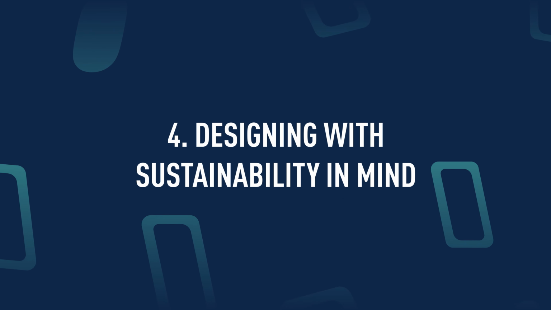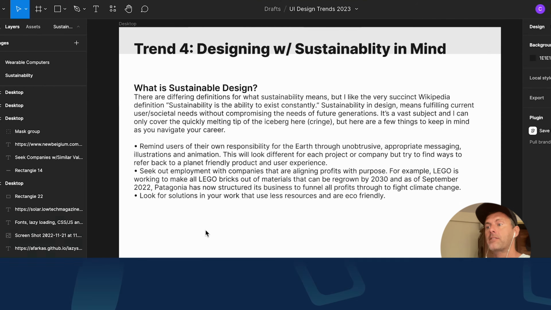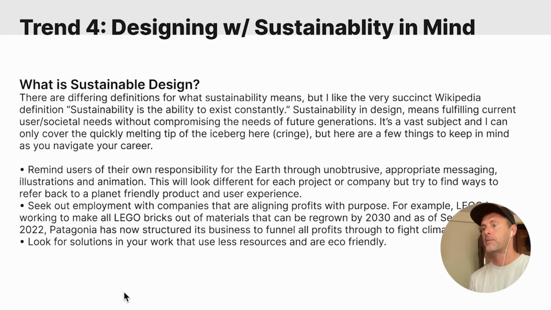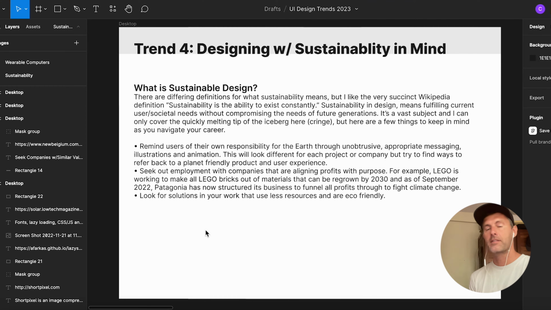So trend 4 is one that's very important and near and dear to my heart, and it is designing with sustainability in mind. There are lots of definitions for what sustainability means. I like the succinct Wikipedia version, which is sustainability is the ability to exist constantly. For design, that means fulfilling current user and societal needs. We're not going to get rid of our devices or products, but not compromise the needs of future generations. It's a large subject, and I can, of course, only cover off on the very tip of the iceberg.